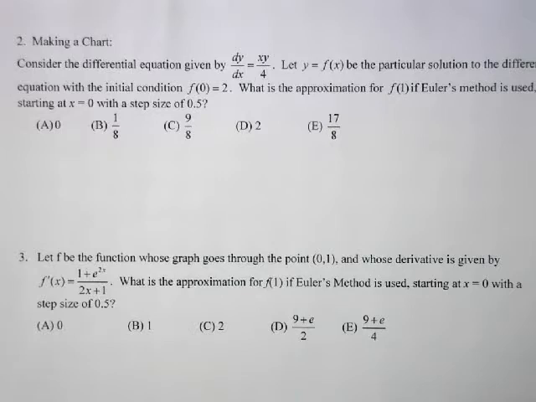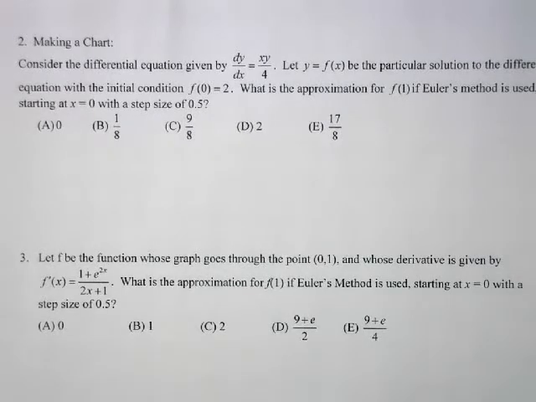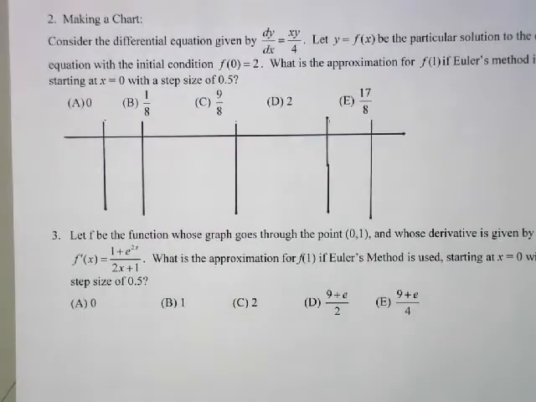So consider the differential equation given by dy/dx equals xy over 4. Let y equals f of x be the particular solution to the differential equation with the initial condition f of 0 equals 2. What is the approximation for f of 1 if Euler's method is used, starting at x equals 0 with a step size of 0.5? So what I'm going to do here is create a chart to organize all the steps of this process.